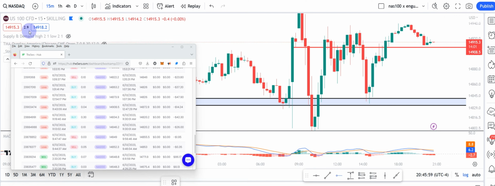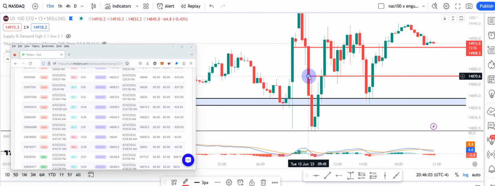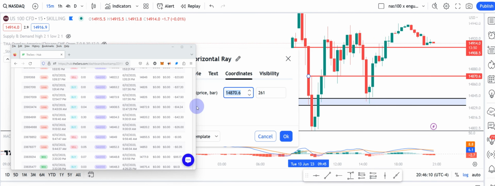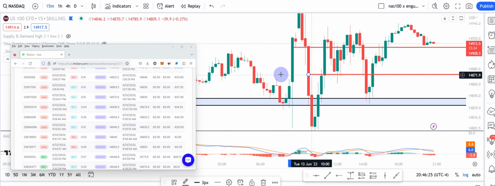14908.5. Then I probably got stopped out as it started to break down here. Let's just take a gamble. Yeah. Just looking at the charts, I can know where my stop loss would have been. Literally, either where it would have been hit out or where it could have been. 14872.9. That is where I got stopped out.